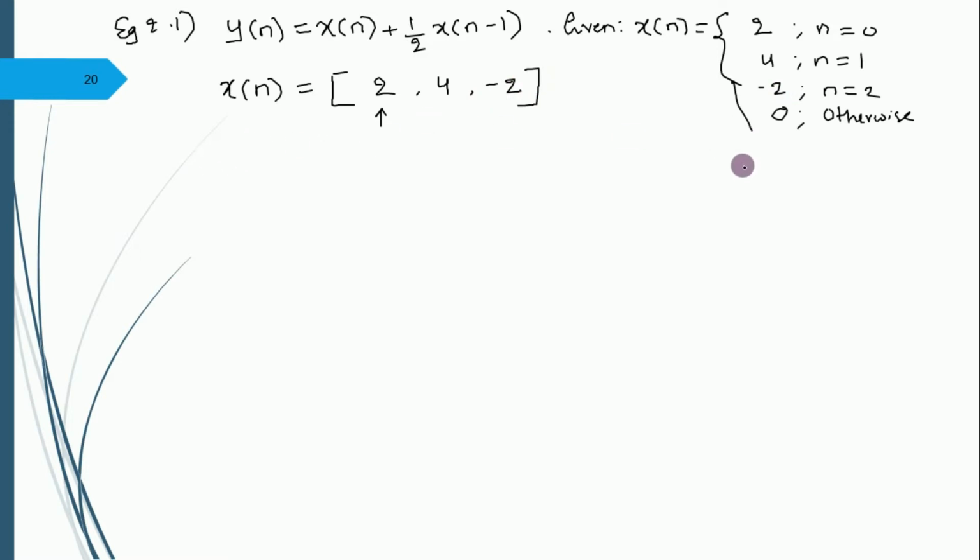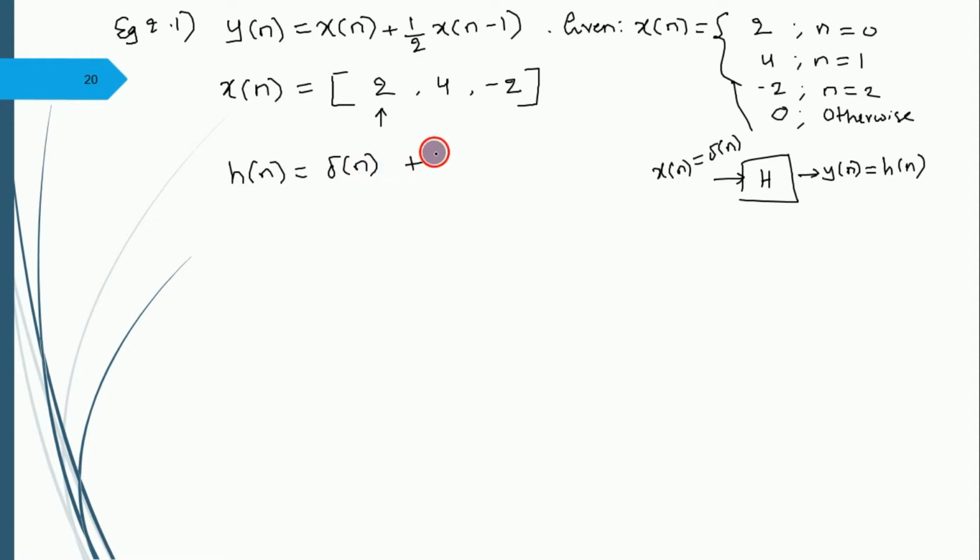Now to find h of n, I had told you that for the system operator, when you feed the input as a delta function, the output you receive is itself h of n. This is what we are supposed to do now. I have to substitute x of n with delta of n. So y of n becomes h of n if I substitute x of n with delta of n. Wherever you have x, replace it with delta. Wherever you have y, replace it with h.